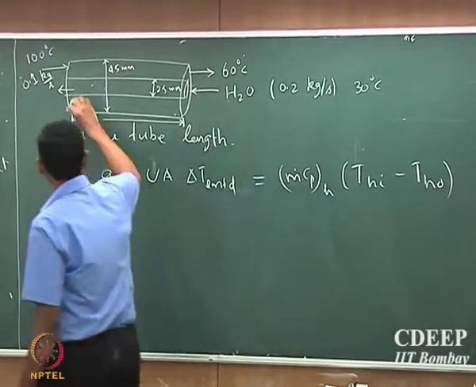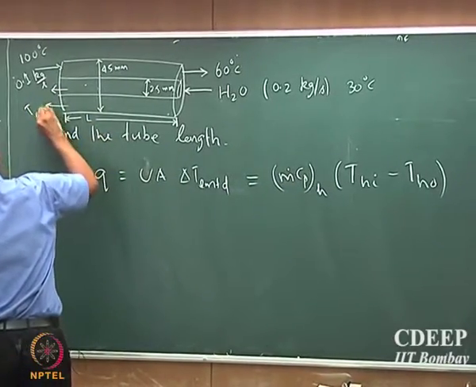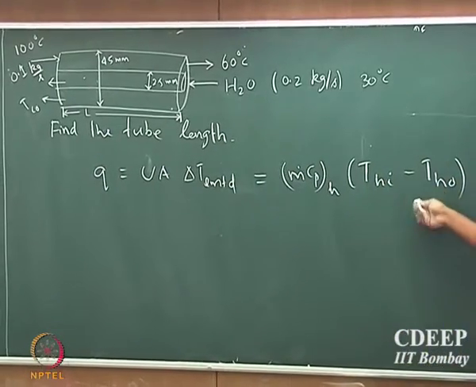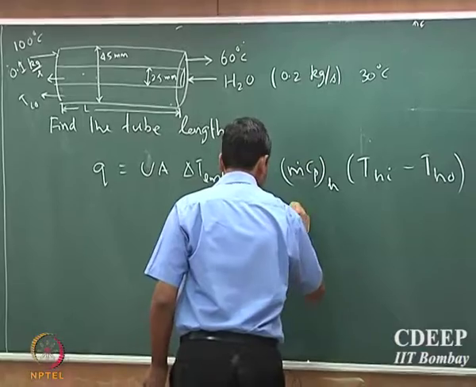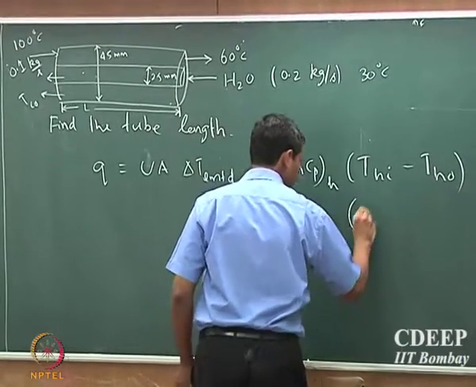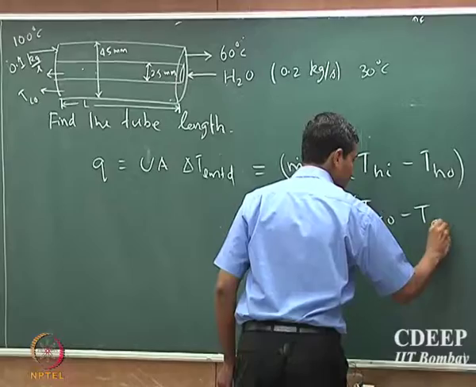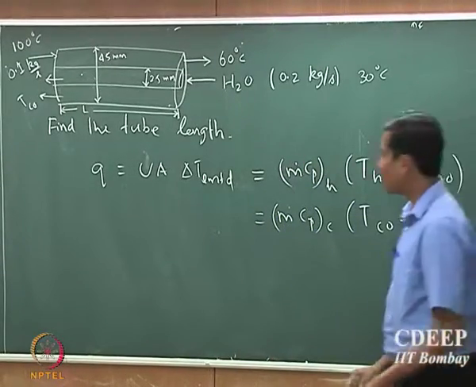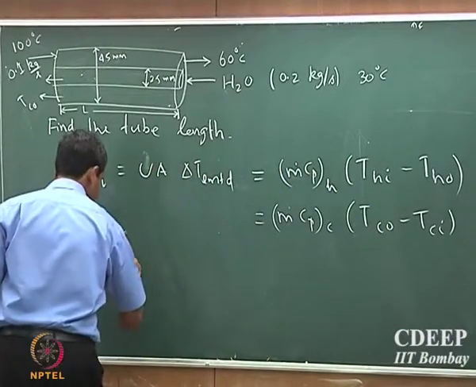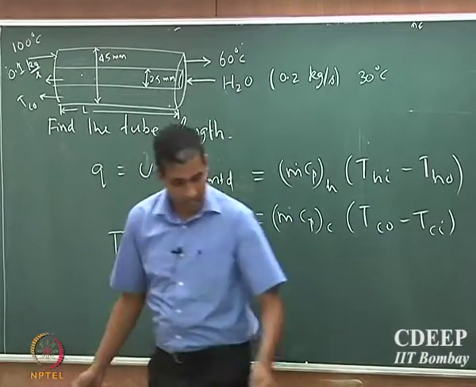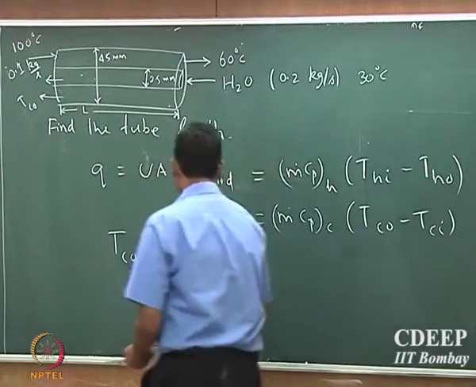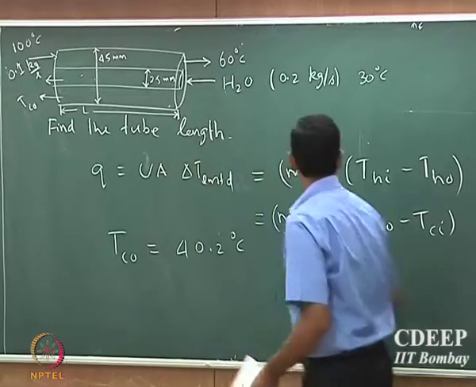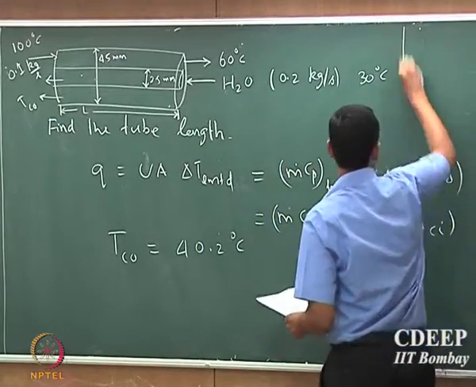Okay. So, we do not know what is the outlet temperature of the cold fluid, but we know m dot Cp hot at steady state. This should be equal to m dot Cp of cold fluid Tco minus Tci. So, from here equating these two, we should be able to find out what Tco is. So, the first exercise is find Tco, and Tco is about 40.2 degrees C.